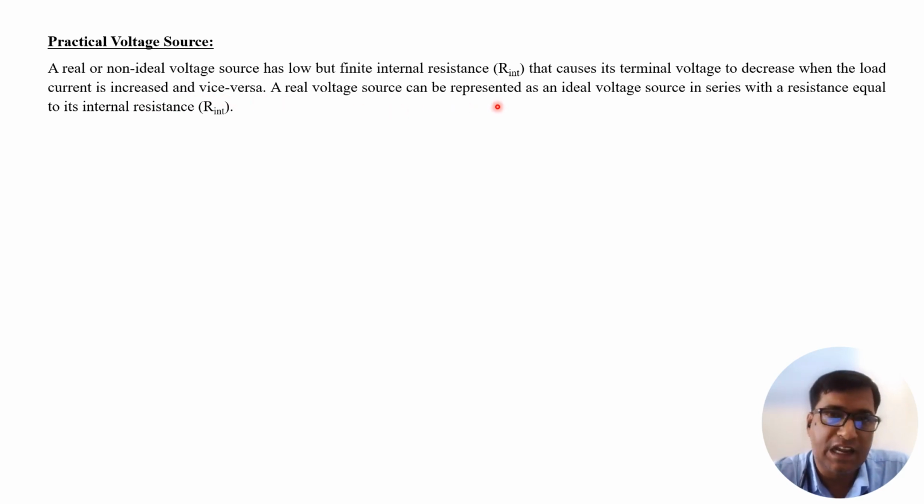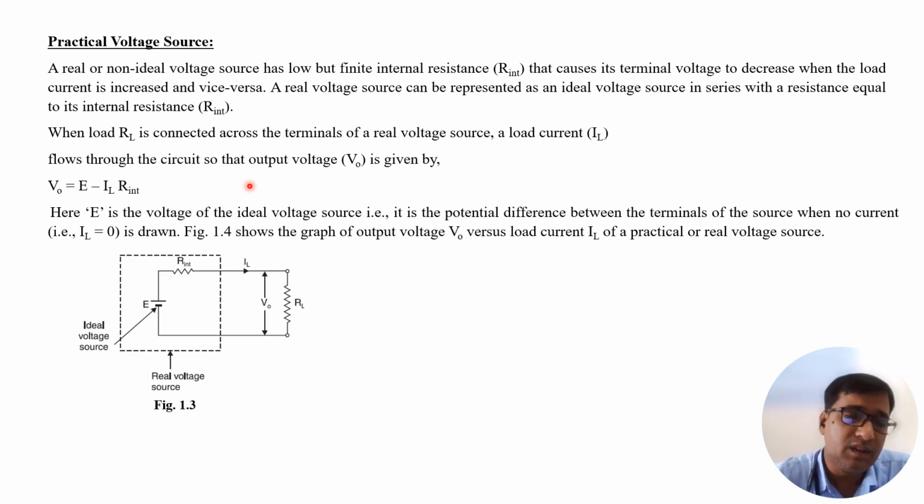A real voltage source can be represented as an ideal voltage source in series with a resistance equal to its internal resistance. It means there is a small difference between an ideal voltage source and a practical voltage source. A practical voltage source will have a series resistance, known as the internal resistance of the source. Although the value of the source resistance is very small, it should be, to behave in a proper manner. If the resistance is high, then there is a huge energy loss in the resistance itself.